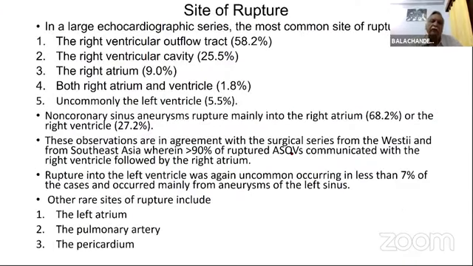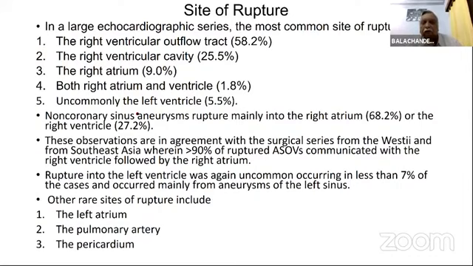But the site of the rupture is again important. As I told you, the RVOT, the RV cavity, the right atrium, and both right atrium and ventricle. For example, the RSOV can just straddle across the tricuspid valve, rupturing either into the right atrium just before the tricuspid valve or just after the tricuspid valve. So that can occur very rarely. And then, of course, the left ventricle very rarely.